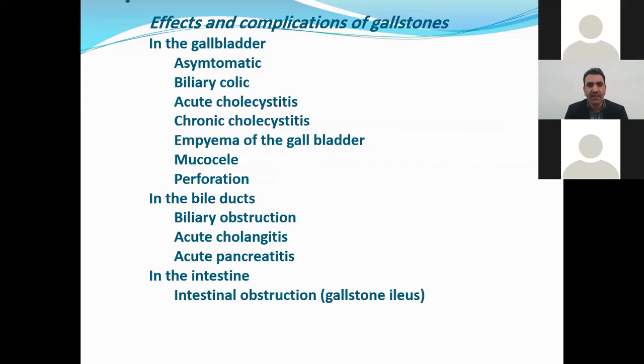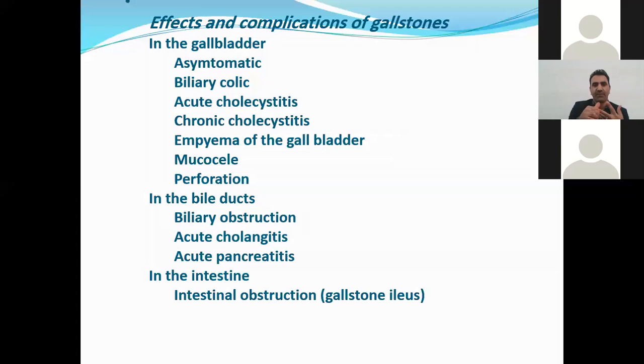What are the effects of the gallstone? The effect of the gallstone will be on three types of anatomy: on the gallbladder, on the bile duct, and on the intestine. The effect of the gallstone on the gallbladder is either asymptomatic, which is common, or causing biliary colic, or causing acute cholecystitis.